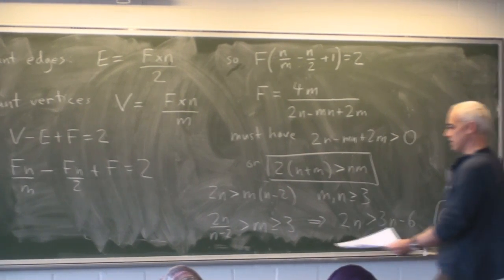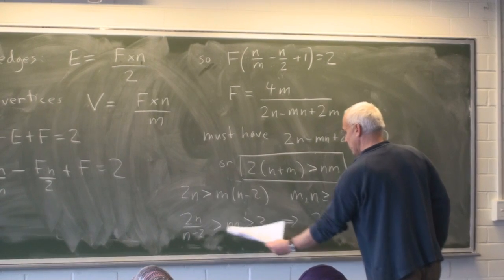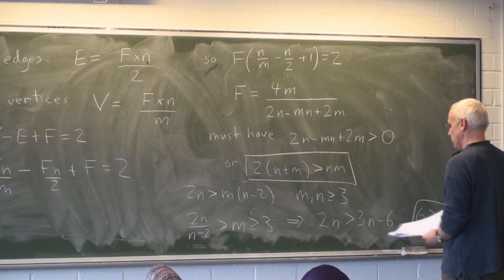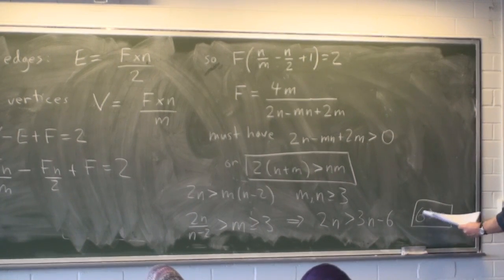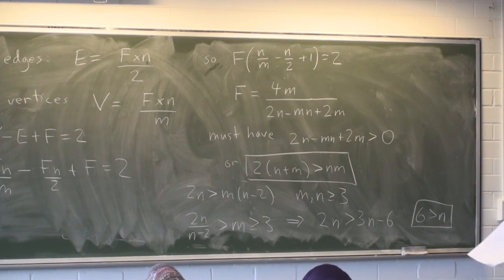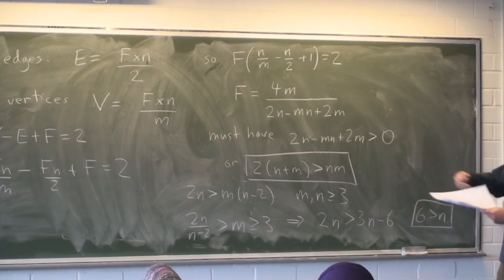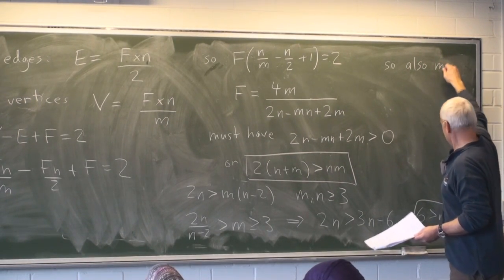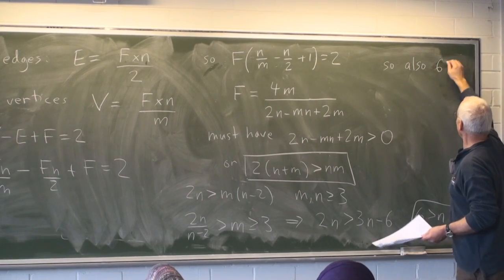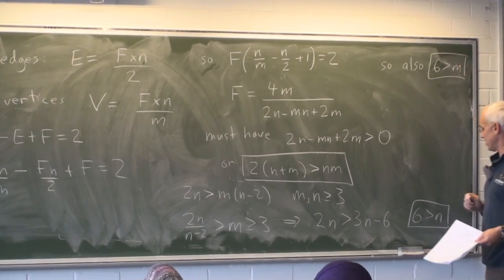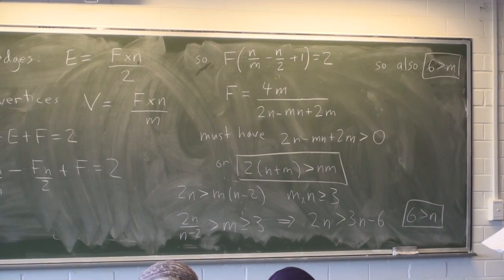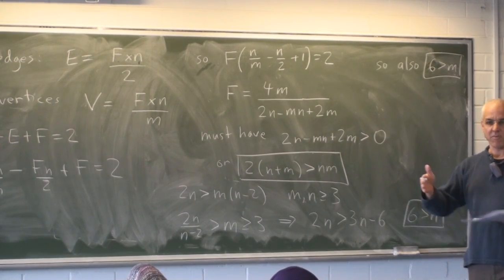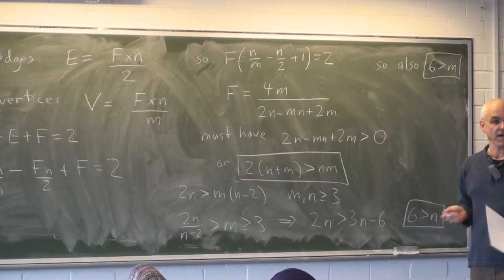Okay. So what have I done here? I've just taken 2n over (n minus 2) is bigger than 3, so I've just multiplied by n minus 2, and then I've just rearranged the 2n over there, the 6 over there, and we get n is less than 6. And now this inequality is symmetrical in n and m. They're playing exactly the same role. So also m, or 6 is bigger than m. And then there's only a finite number of possibilities. Each of these numbers has got to be either 3, 4, or 5.